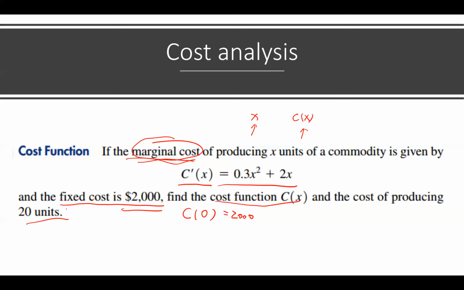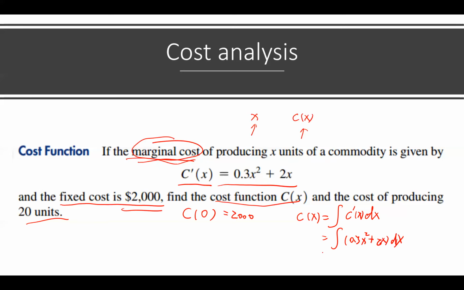Naturally, we should first solve for the antiderivative of the marginal cost. How do we do that? Let me write it down. The cost function itself is going to be an integral, doing the inverse: the marginal cost multiplied by the differential in X. What this gives us is the integral of 0.3x squared plus 2x dx.